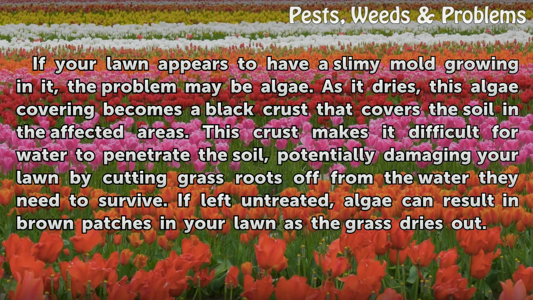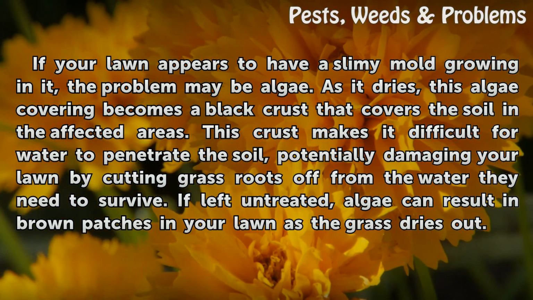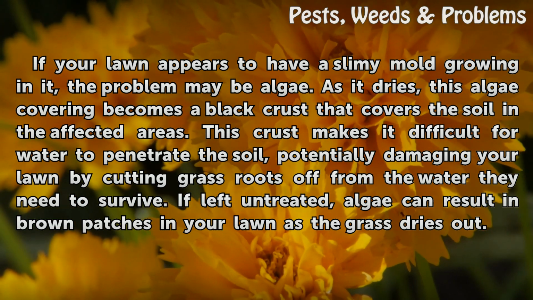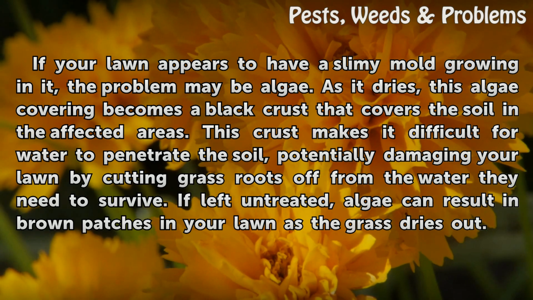As it dries, this algae covering becomes a black crust that covers the soil in the affected areas. This crust makes it difficult for water to penetrate the soil, potentially damaging your lawn by cutting grass roots off from the water they need to survive. If left untreated, algae can result in brown patches in your lawn as the grass dries out.